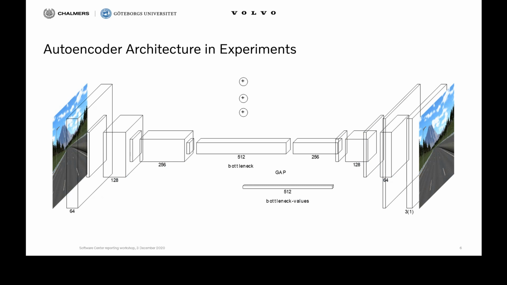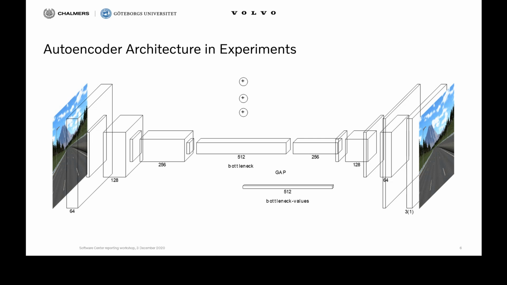And yeah, the picture is not showing as it was supposed to be shown, but anyway, this is the autoencoder architecture which we used in our experiment. It consists of three convolutional layers in the encoder part and three deconvolutional layers in the decoder part. And in the middle, we have the bottleneck values, and the size of this bottleneck values vector is 512. So we compress the input image, all these pixels, to this compressed representation of the bottleneck values.